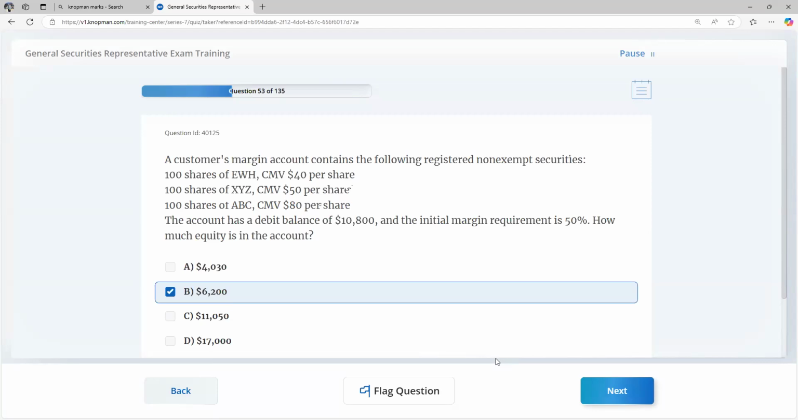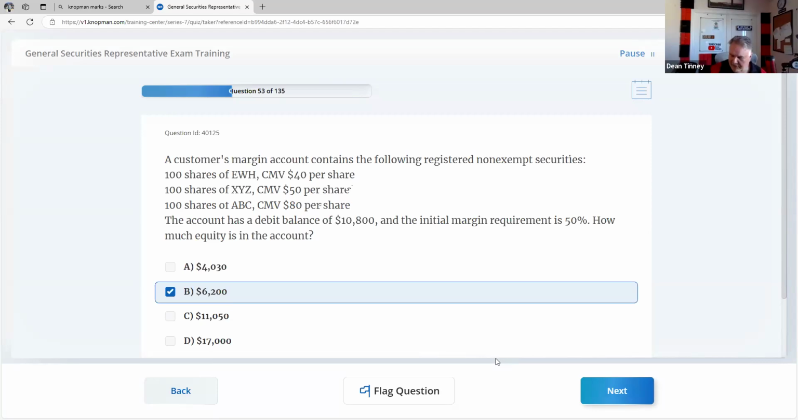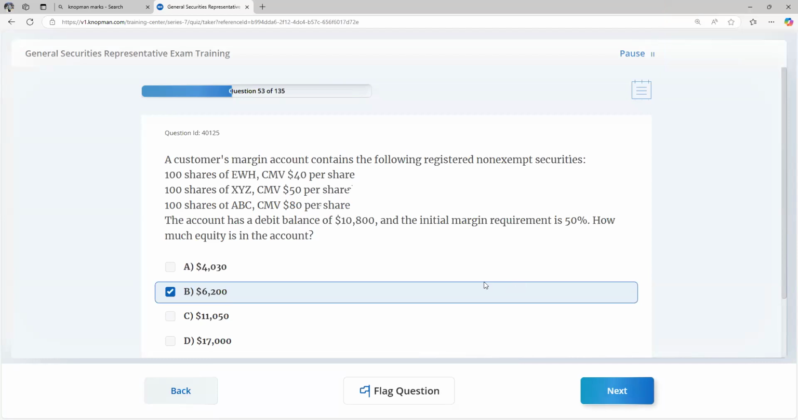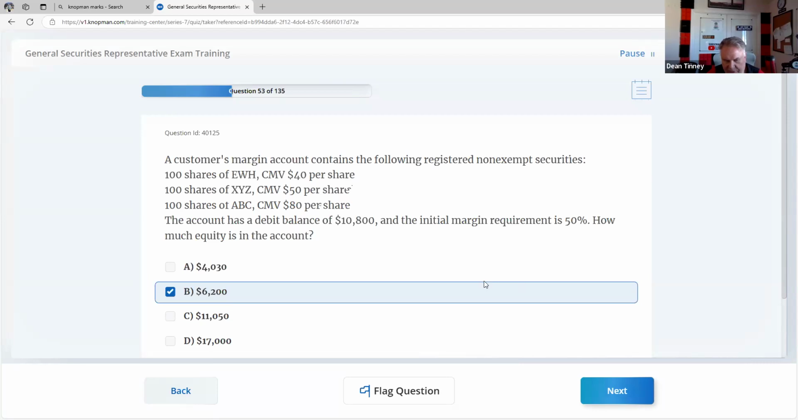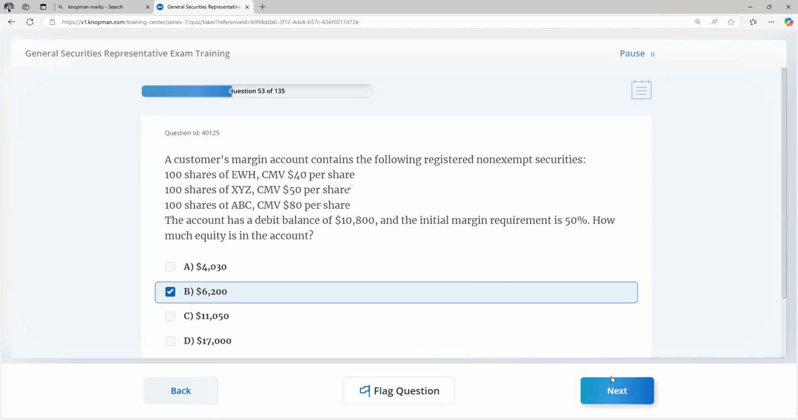Hello? I can't hear you at all. Sorry, I turned it off just for a second. My bad. 4 grand, 5 grand, 8 grand. I think that's 17 grand, right? Yeah, that's what I got. Minus 10.8. So 10.8, boom. The 50% is there just to screw you up. I did it right. Yay, woo!